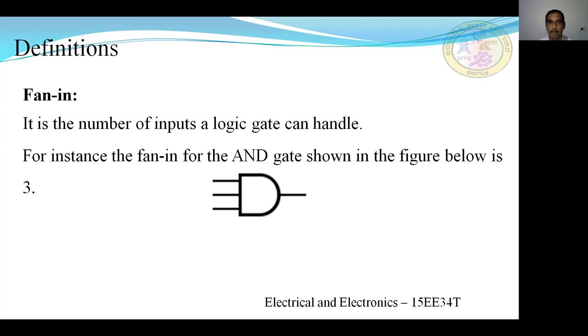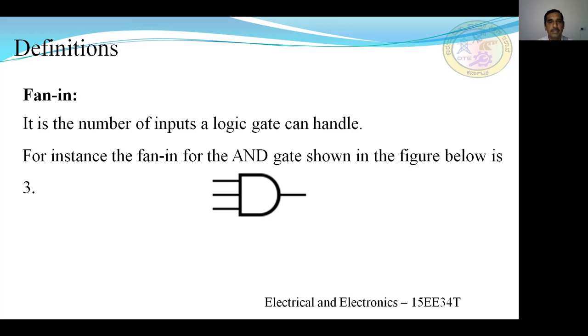So it is the number of inputs a logic gate can handle. If you give more inputs than that to the particular gate, then your gate won't work properly. So that is the idea.